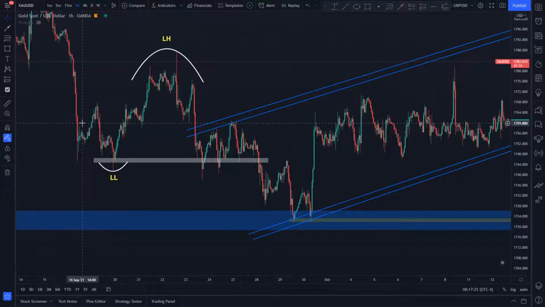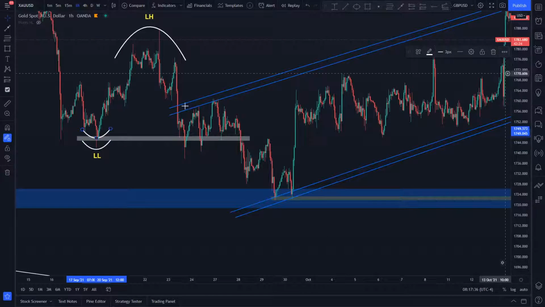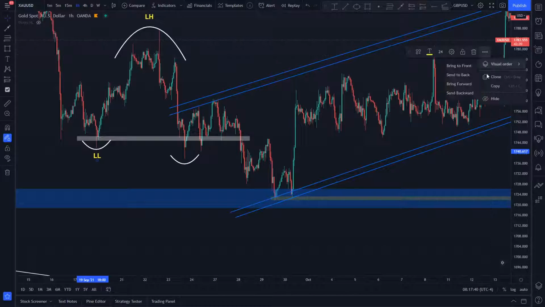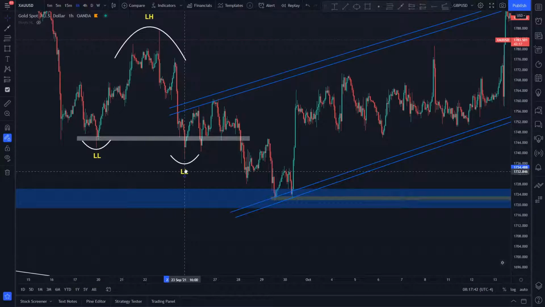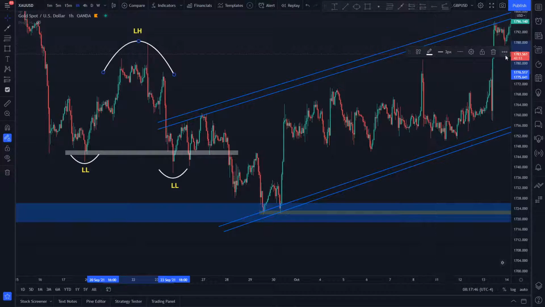What I like to do is confirm the next lower low as well, which is the break, right? You see how we broke the support of the previous lower low. So now I know that this will be the new lower low, right? And then we have our new lower high here. So we're going to mark that up.